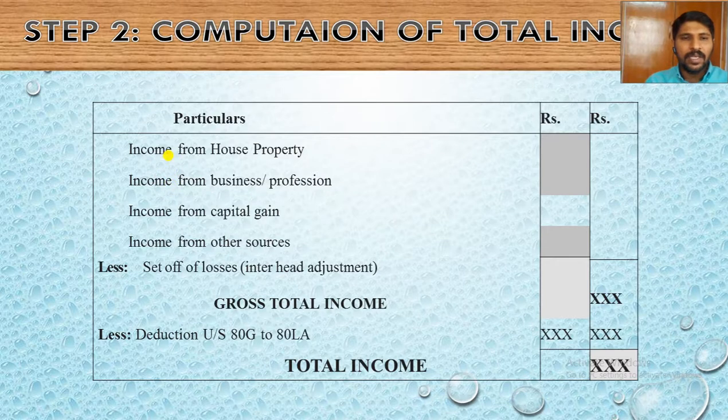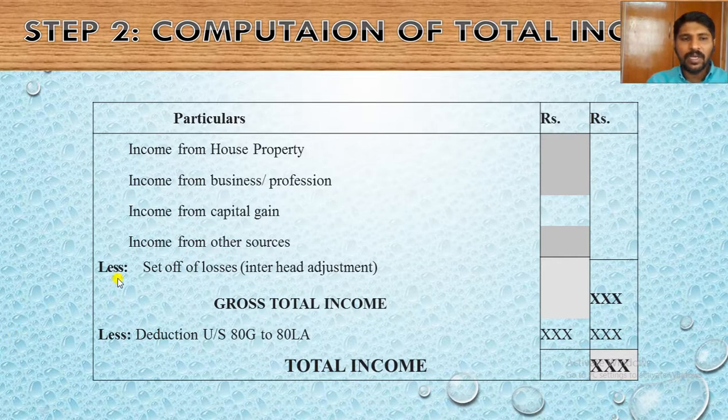Next, the second one, income from business or profession. That is what you computed in step 1. That amount you have to take here. Next, the third head of income, income from capital gains. If there is any income from capital gains, you have to take that also. That is one of the heads of income, taxable in the hands of the company. The next head of income is income from other sources. This is also one of the heads of income, taxable in the hands of the company. If there is any income from other sources, you have to take that also.